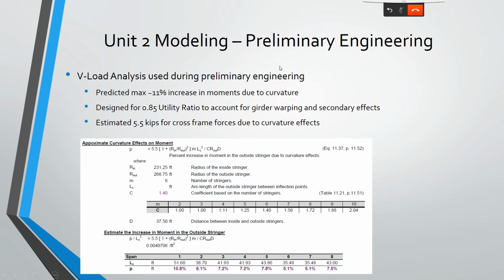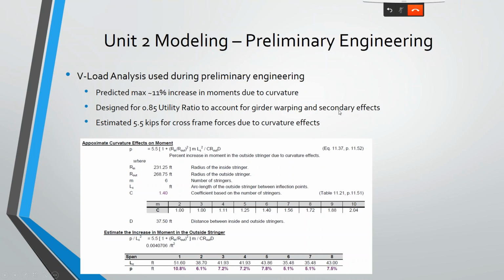This is our V-load analysis, or at least a portion thereof, originally. We had predicted about an 11% increase in moments due to our curvature effects, and we designed for a 0.85 utility ratio, so basically kicked that up to 15%. Really, we were getting somewhere between 5 and 11 in our actual analysis, depending on which span you talked about. But for preliminary engineering we kicked it up to be a little more conservative, and to account for the girder warping and secondary effects that aren't captured in V-load.